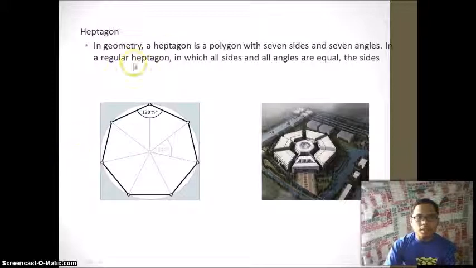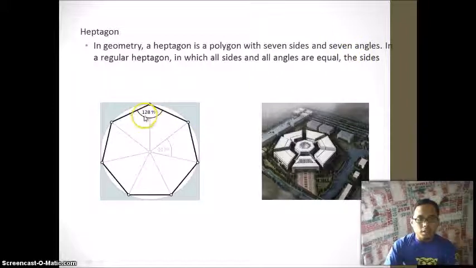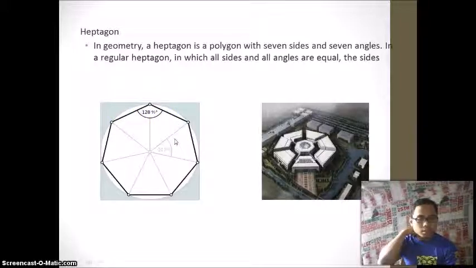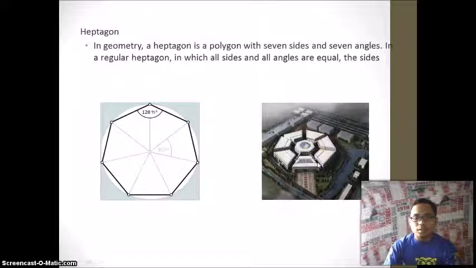Next, a heptagon. In geometry, a heptagon is a polygon with seven sides or seven angles. Each angle is about 128 4/7 degrees. Multiply by 7 and we get the sum of the internal angles. On the left, the building has a heptagon shape, but I think it's just a concept. I don't know if it is real or not.